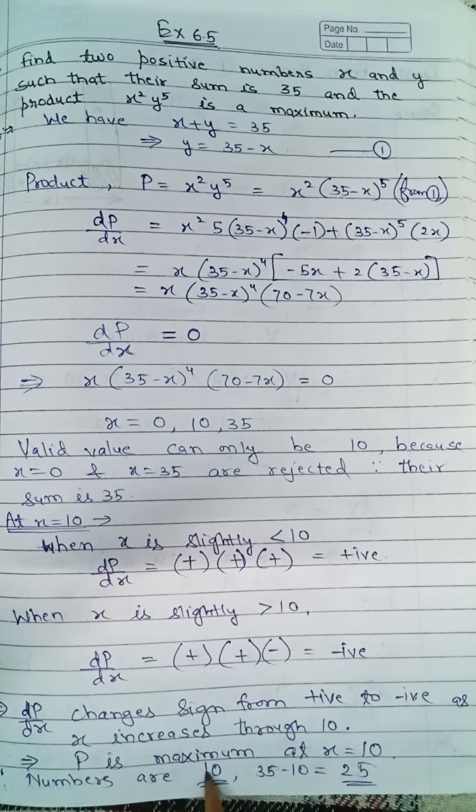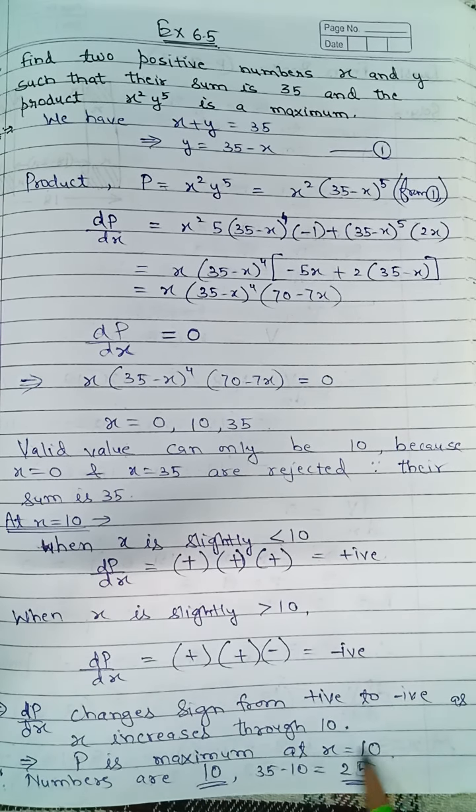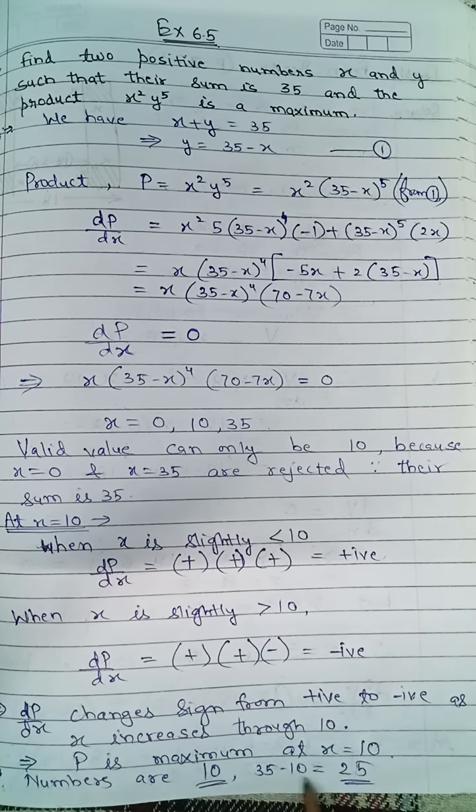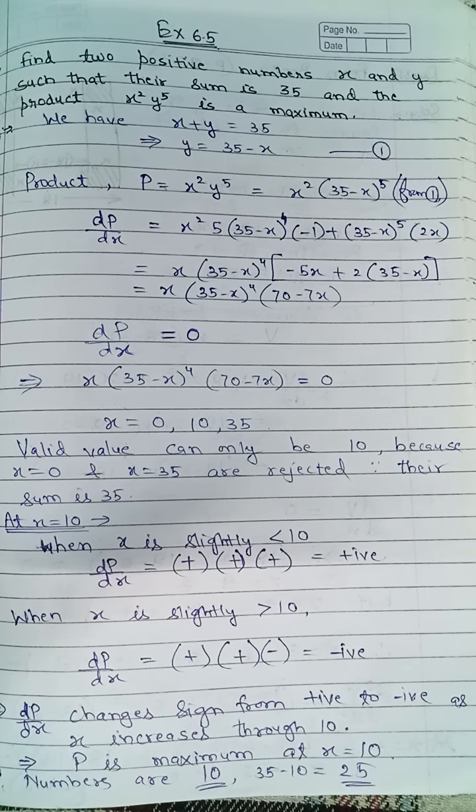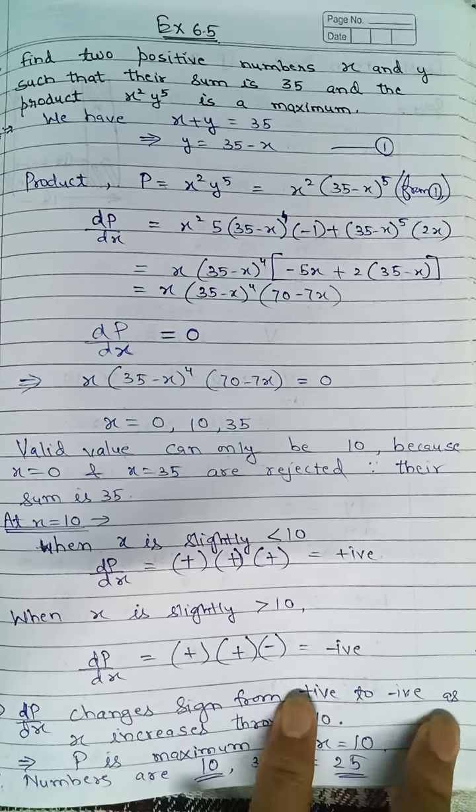So P is maximum at x is equal to 10. So when x is equal to 10, what will be the value of y? 35 minus 10, that is 25. So the two numbers are 10 and 25. Let's do a few more questions.